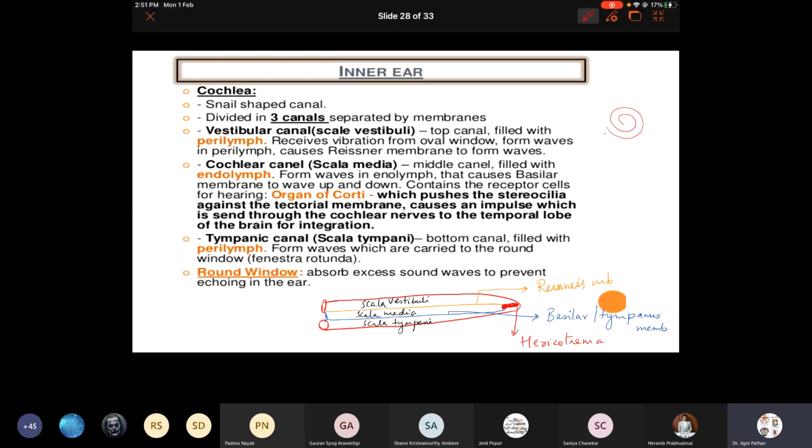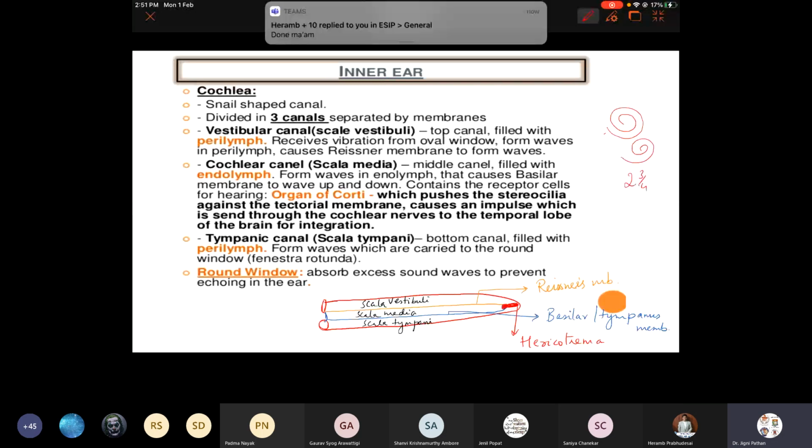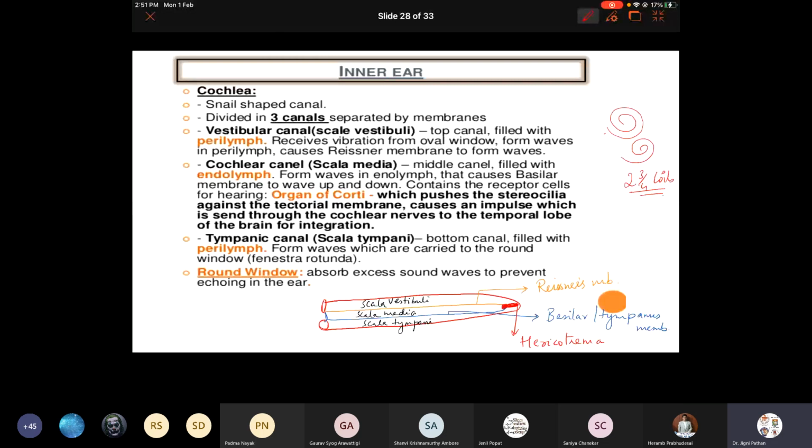So the cochlea is a coil-shaped structure. How many coils? It shows 2 3/4 coils. And when you extend this cochlea, it looks something like this. It has an oval window and a round window. So the stapes is connected to the oval window or the round window? Come on, tell me quickly.